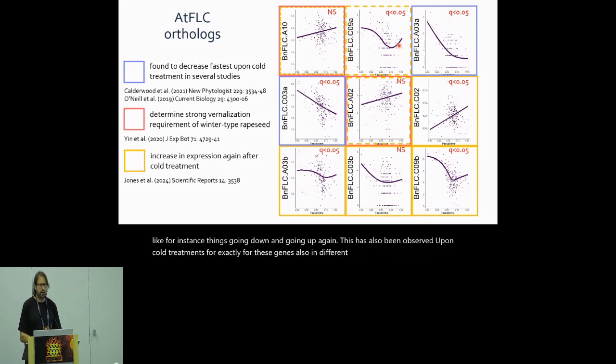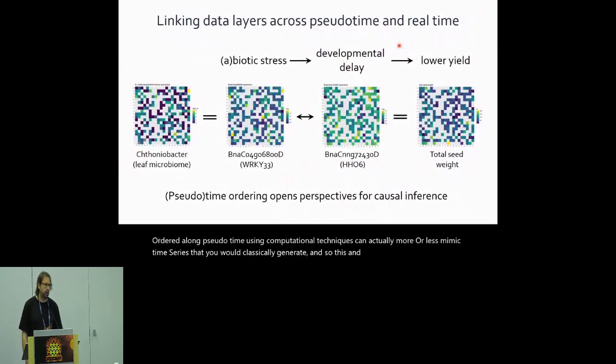So this tells us that the profiles that we capture from our single plant data ordered along pseudotime using computational techniques can actually more or less mimic time series that you would classically generate. And so this then also opens perspectives for linking the different data layers together and maybe even doing causal inference on them. So this is something that we're investigating right now.